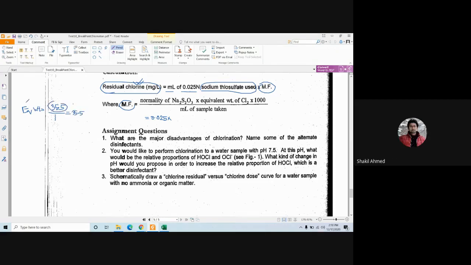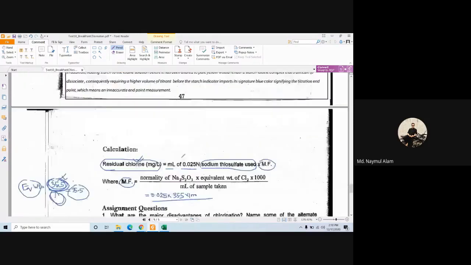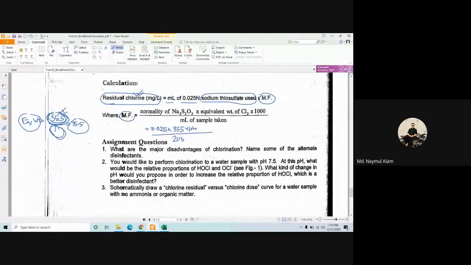Sir. Molecular weight, equivalent weight equals to what? Molecular weight divided by valency. Molecular weight is this, and the valency is this, 35.5. Okay? Yes, sir. So 35.5 into 1000 divided by milliliter of sample taken. How much sample you have taken, guys? 200 ml. This is 1000. Okay. So whatever the value you get, this is a multiplying factor.